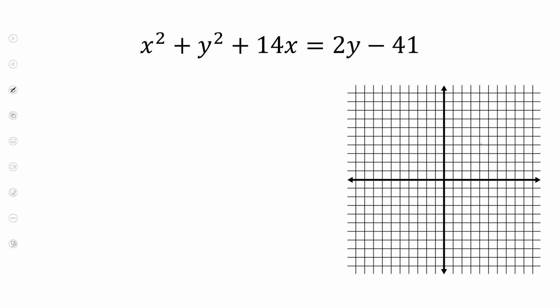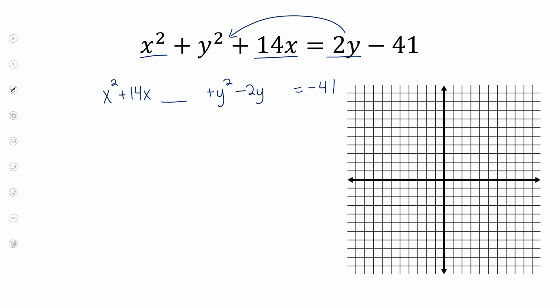Now we have an example where we're going to have to do completing the square. So the first step, you want all of your x's together and all of your y's together. So this is a term with x's. I'm going to put them together: x squared plus 14x plus y squared. I need this 2y to be over here, so I'm going to make it -2y equals -41.